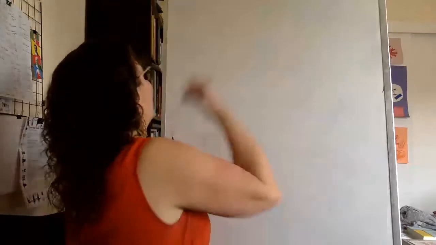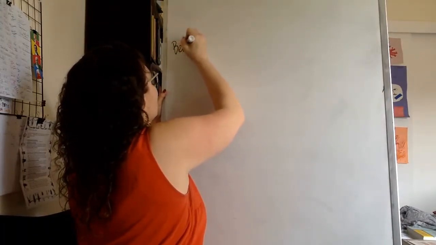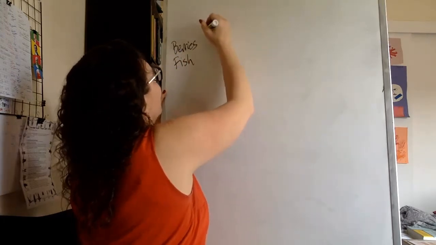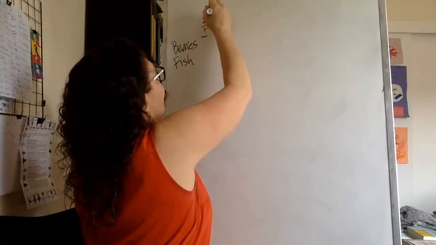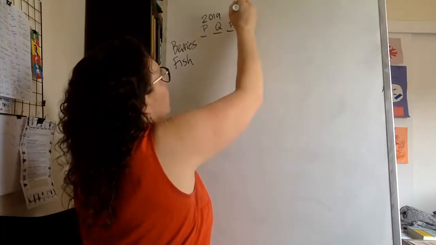So let's start out with just what the prices are. So we have berries and we have fish, and we have the price and the quantity of both in 2019 and in 2020.